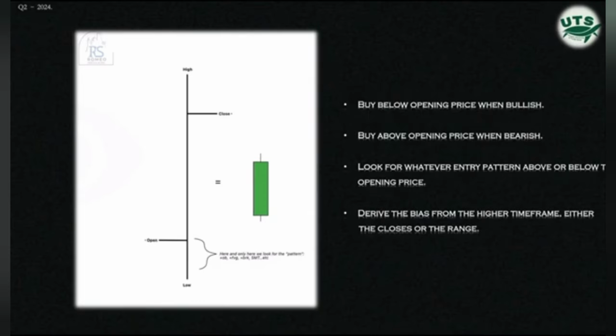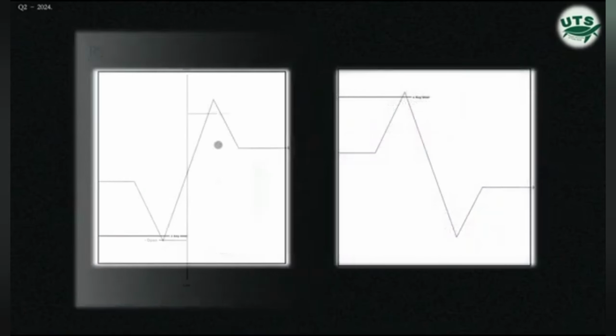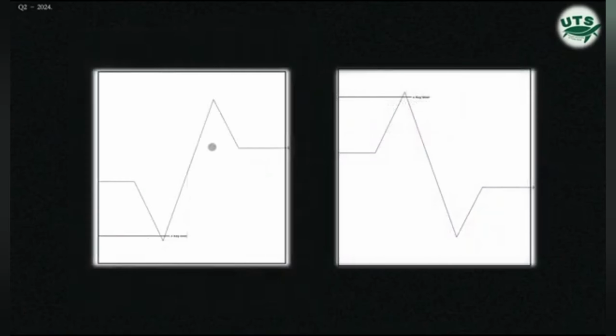Look for whatever entry pattern above or below the opening price. Derive the bias from the higher time frame, either the closes or the range. So if the higher time frame closes above, then you look for price to dump below the open and rally, and vice versa. Open, key level, rally. Open, key level, rally.